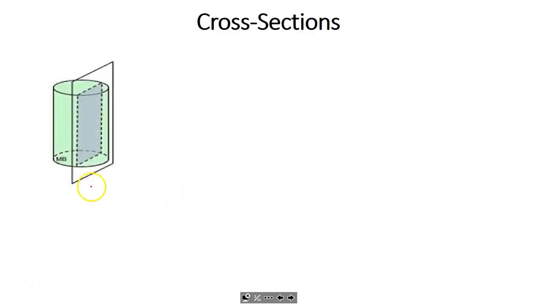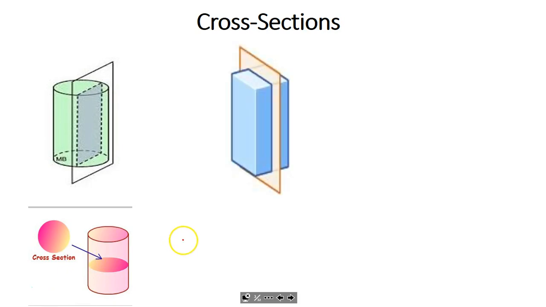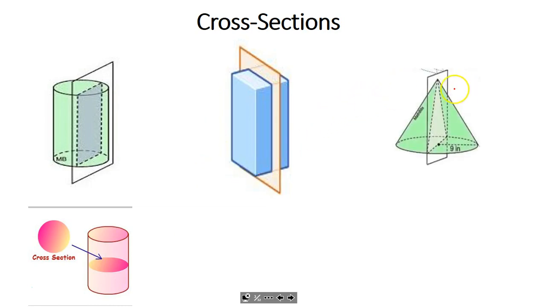So when we talk about cross sections here, I want to talk to you about this cross section. It is perpendicular to the base, so it's a rectangle. This cross section is parallel to the base, so it is a circle. This one is, again, perpendicular to the base, so it is a rectangle. This one up here is going to go through this apex. Y'all notice this point up here?